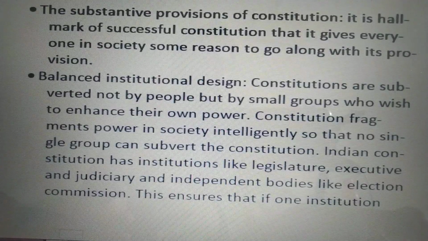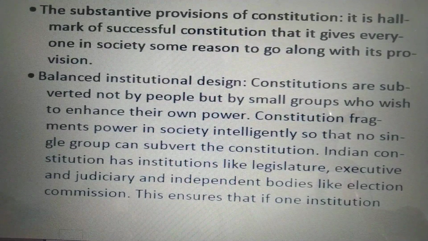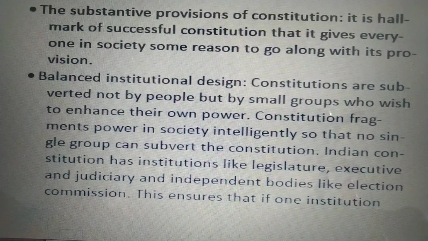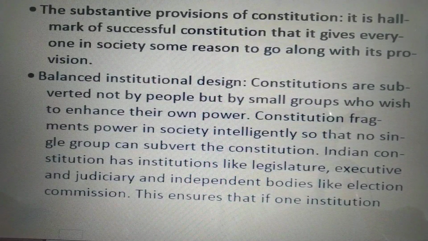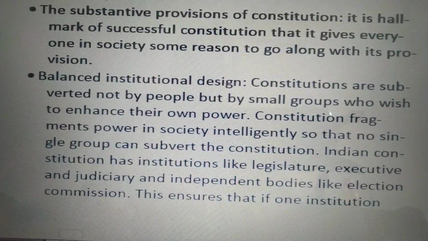The second factor that is mentioned in the NCERT is substantive provisions of the Constitution. It is the hallmark of a successful Constitution that it gives everyone in a society some reason to go along with its provisions. Every section of society has some reason to follow the Constitution.